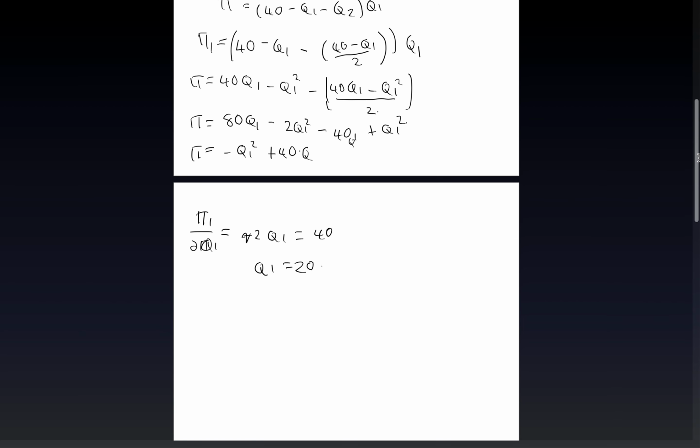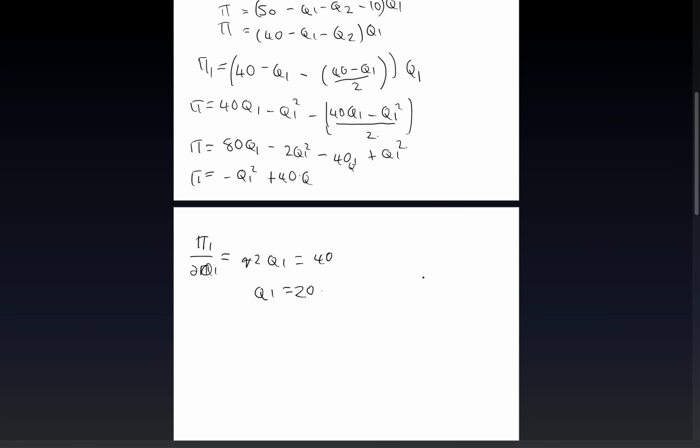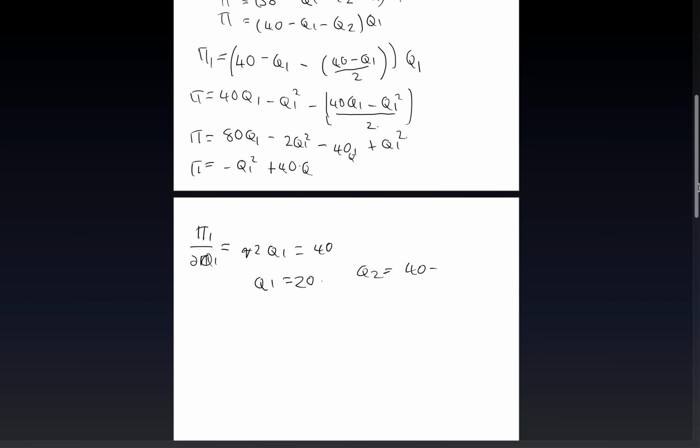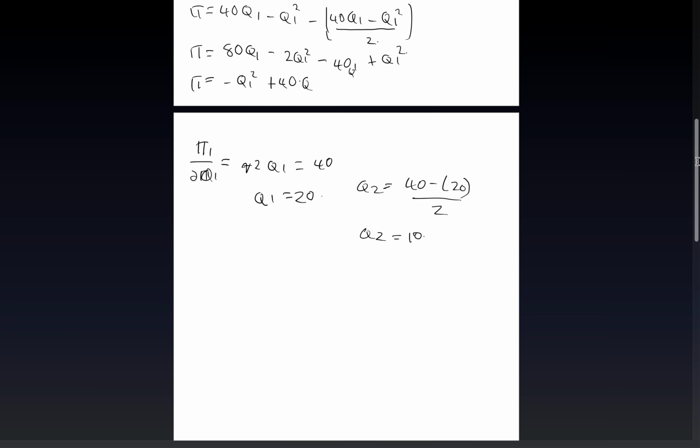From earlier, we have our equation here. We know Q2 equals (40 minus Q1) over 2. So we can sub that in. So Q2 equals (40 minus 20) over 2. So Q2 equals 10. Okay, so these are both the quantities they'll be setting.